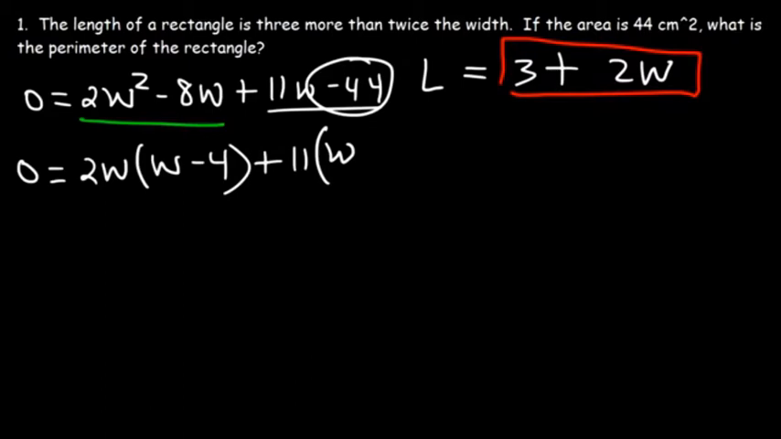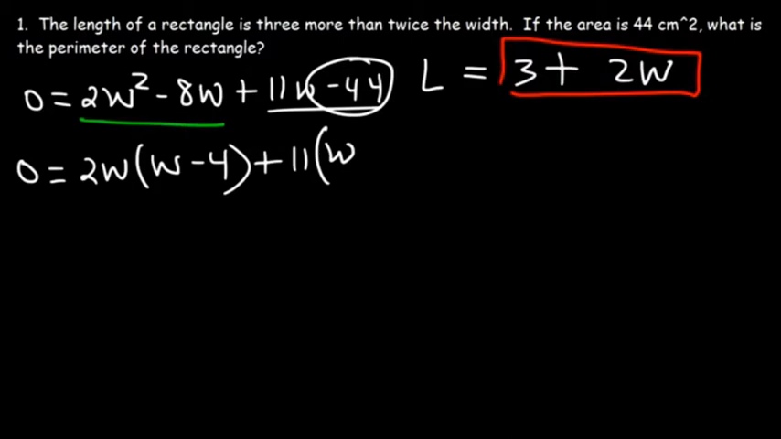So if w is 4, we can now find the length, which is 3 plus 2w, or 3 plus 2 times 4. So that's 3 plus 8, and that's 11. So the length is 11, and the width is 4. And we can see why the area is length times width, 4 times 11, which is 44. So that works out. Now we can find the perimeter.